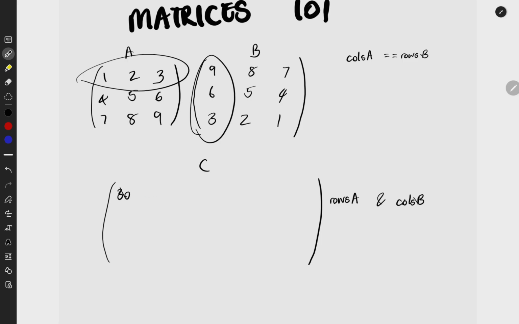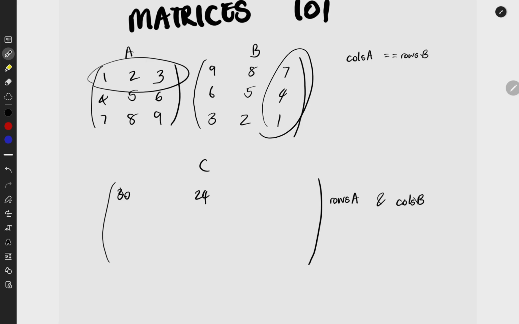And then we're going to multiply the next column in B by the same row in A. 1 times 8, that's 8. 2 times 5, that's 10. 3 times 2, that's 6. That is going to be equal to 24, right? Then same deal, we do it with the third column. 1 times 7, 7. 2 times 4, 8. 3 times 1 is 3. That there is 18. Testing my arithmetic here. Okay, and then you just continue like that basically.